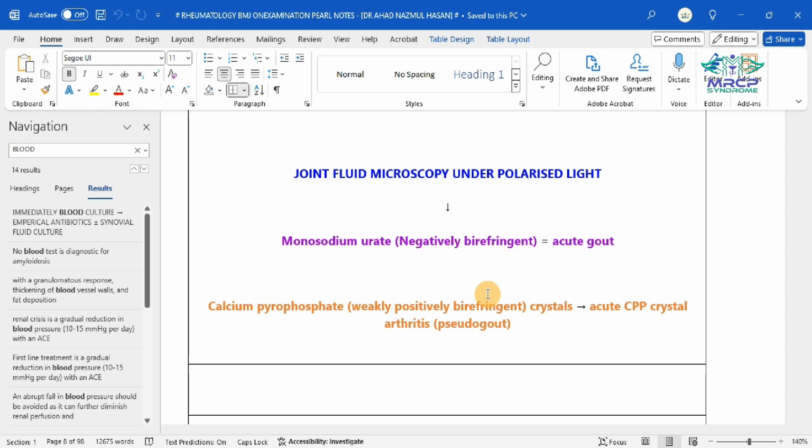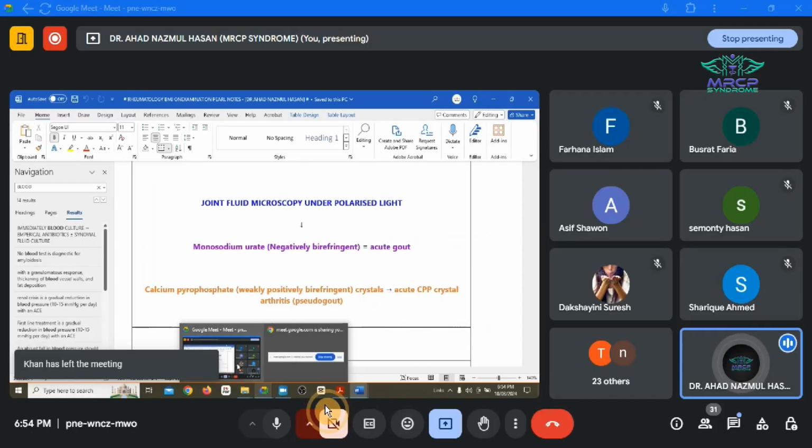So the features like positive birefringence would be found in case of CPPD crystals in pseudogout, and it would be negatively birefringent monosodium urate in case of acute gout. Which condition comes up with chondrocalcinosis? Pseudogout. Pseudogout will have the chondrocalcinosis. So what is meant by chondrocalcinosis?